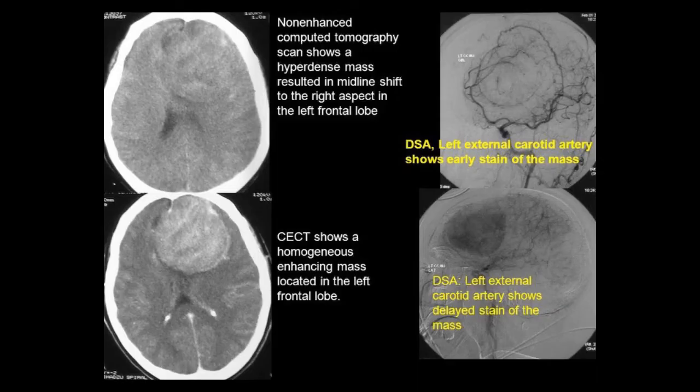This is the case of a mass which is shown in both non-enhanced CT and contrast CT head. Non-enhanced CT shows a hyperdense mass resulting in midline shift to the right, specifically in the left frontal lobe, and contrast enhanced CT shows a homogeneous enhancing mass located in the left frontal lobe, and in the DSA the mass is clearly seen.